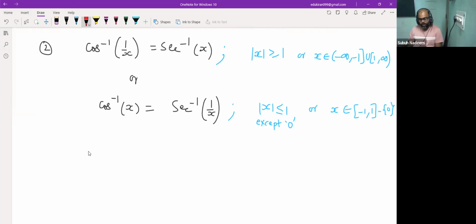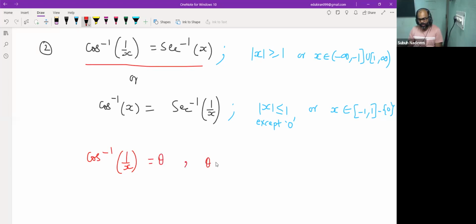Now here, if you want to prove it, we'll start like that. Suppose cos inverse 1 by x. I'm taking the first part only. In the previous case also we have taken this variety. You can take the second variety also, but if we are taking one variety, we should stick with that. So cos inverse 1 by x is equal to theta.